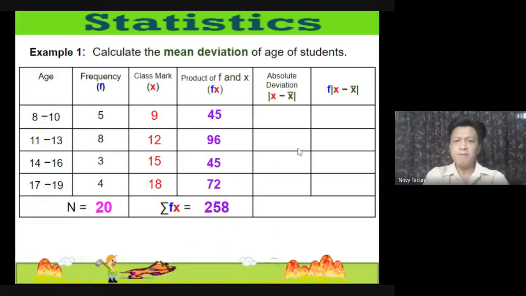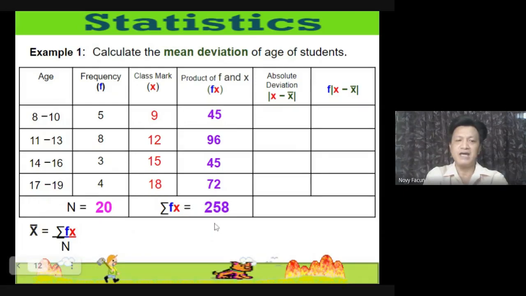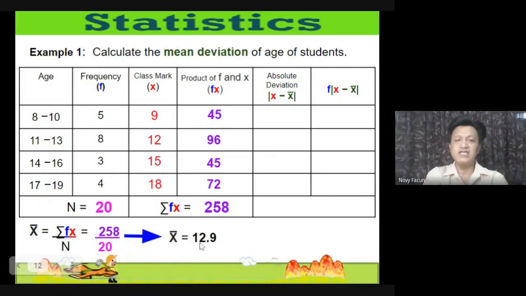Okay. So, and then, paano natin malalaman itong absolute deviation? Okay. Kailangan muna natin hanapin yung mean. To find the mean, the formula is get the summation of the product of the frequency and the class mark divided by n. Since meron na tayong value that is 258 divided by 20, so substitute lang natin. And that will become, so ang mean natin or the average is 12.9.